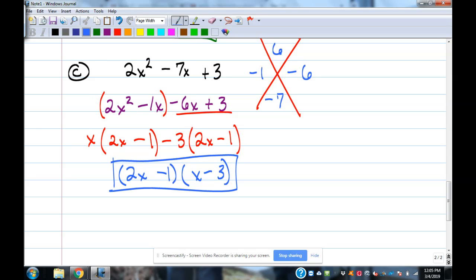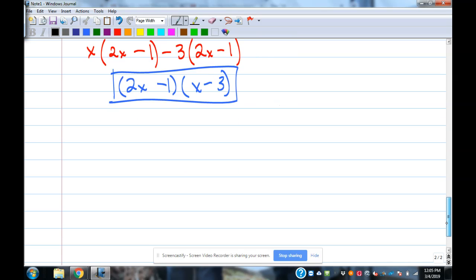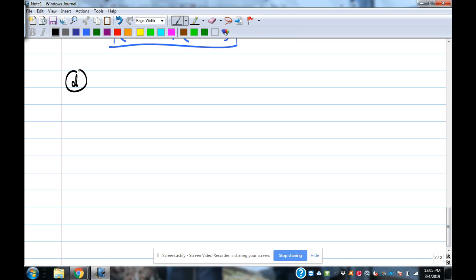The key is getting the x filled out. If you can get the x filled out, the rest of it's easy. Okay? Do this one: 4x squared plus 5 minus 9x.